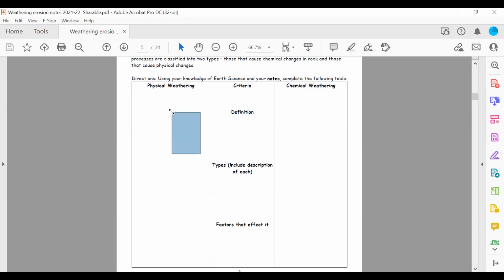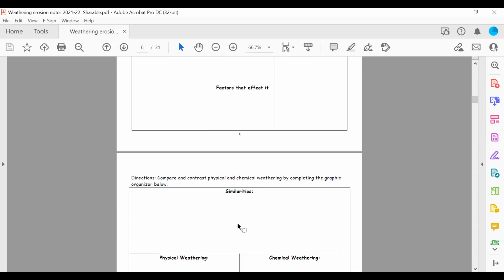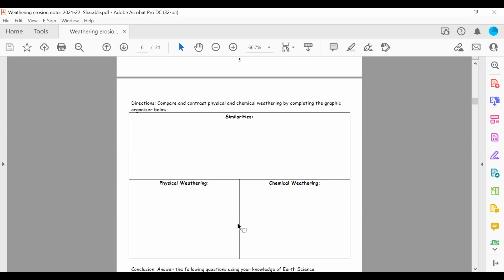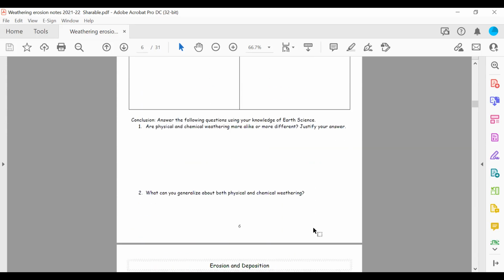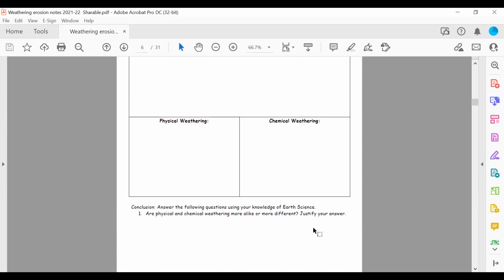So I want a quick definition for both chemical and physical. I'd like some types, and like I said here, I want you to include a quick description of each. You'll notice I didn't give you much room, but I do want a little bit of a definition. One word is fine if that works. And then some factors that affect it. I do want you to continue on today with similarities and differences for each. And yes, I do want you to answer these two conclusion questions.